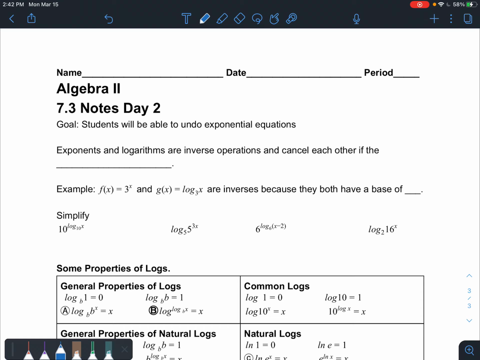To start, exponents and logarithms are inverse operations, and they cancel each other out if the bases are the same. So if I have f of x equals 3 to the x and g of x equals log base 3 of x, they're inverses because they both have a base of 3.